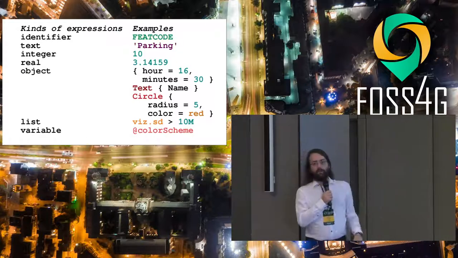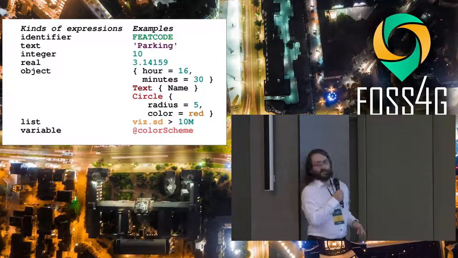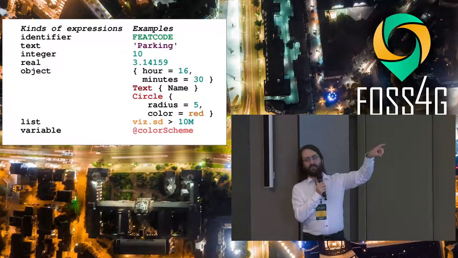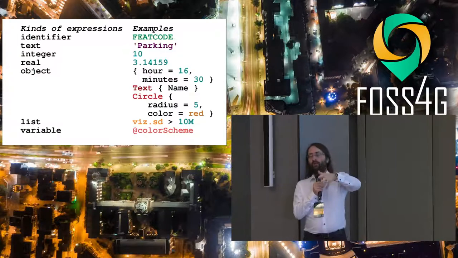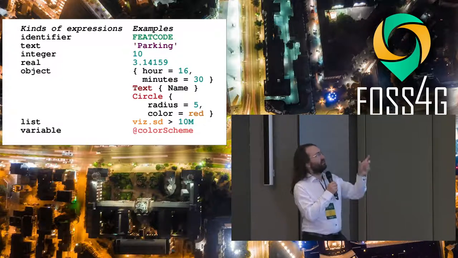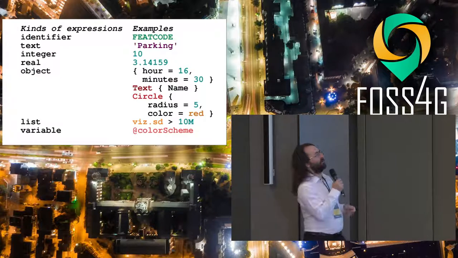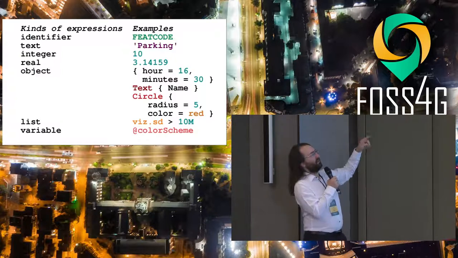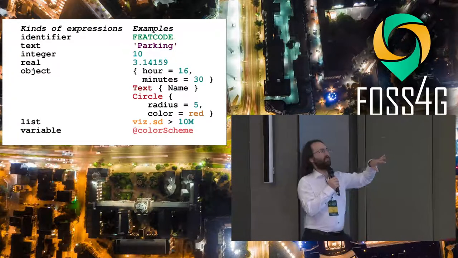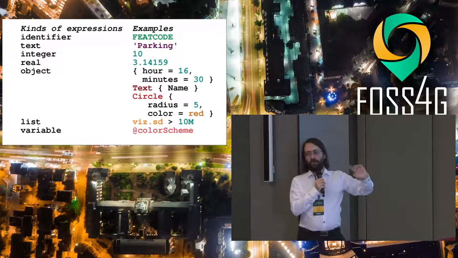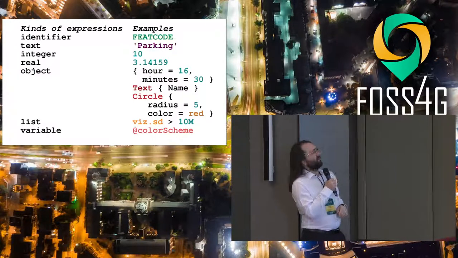And this is an overview of all the types of expressions you can have in ECCSS. First, an identifier, like a feature code, for example. You just write it like this, and that means an attribute in your data set directly. You don't have to put anything special. It's just the name of the identifier, and that's resolved to the attribute in the data set. Then you can have a text string. You can use integer or real numbers. You can use objects. There are a few cases where objects are used. For example, here is an example value for defining the time. If you want to do a time series comparison, you can use that.